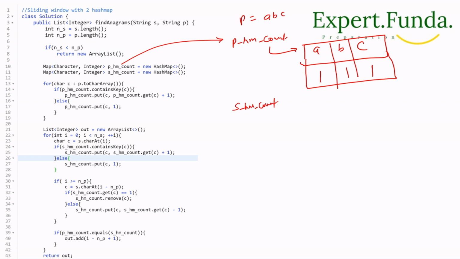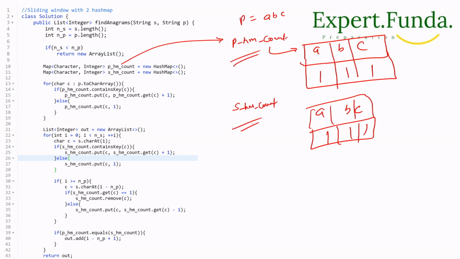So this map is containing what? Let's suppose initially we also have A, B, and C here, like this, 1 1 1, three elements. So we have both HM counts, the P count and the S count, in the map. Now let's suppose we have a string S, and the string S contains C, B, A, E, B, A, B, A, C, D.